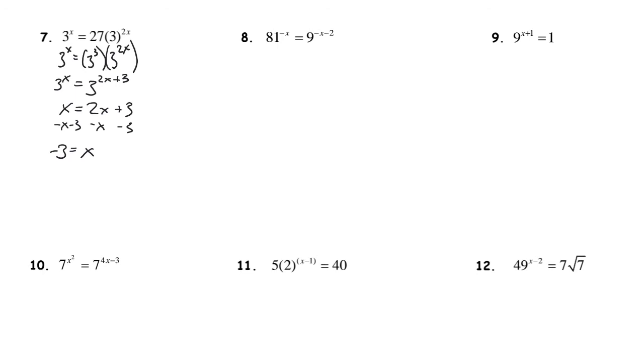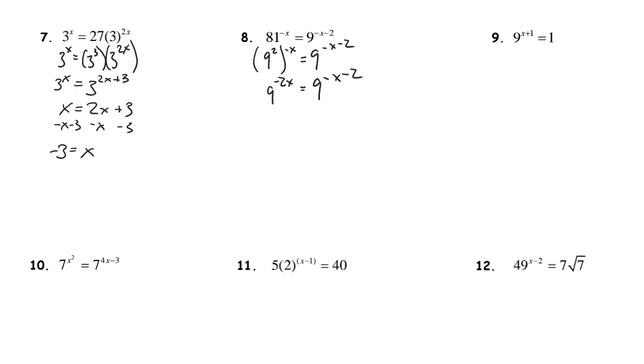Okay, so next we've got 81 to the negative x is equal to 9 to the negative x minus 2. This is an interesting question because normally when I look at 81 and 9, I'm reducing these things down to powers of 3 here. But in this case, 81 is actually 9 squared. I don't have to go all the way down to 3. So this becomes 9 to the negative 2x is equal to 9 to the negative x minus 2.